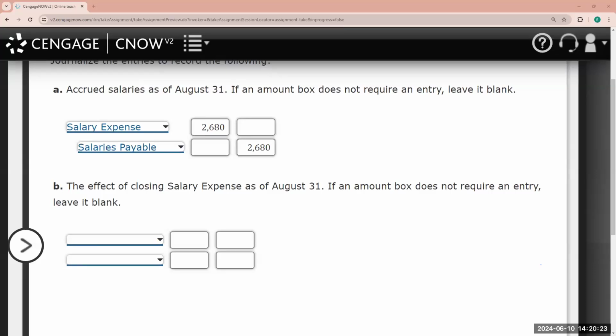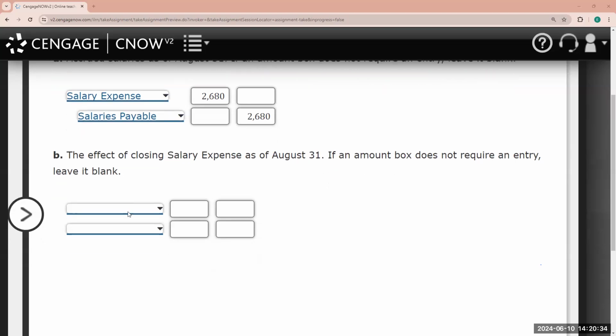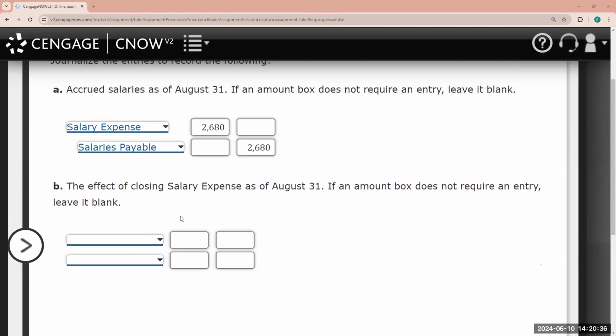$2,680. So now we move on to B, and B asks the effect of closing salary expense as of August 31st. So what would our journal entry be? So we know that at the end of each period, we also need to close the books. So our expense accounts are always increased with a credit.